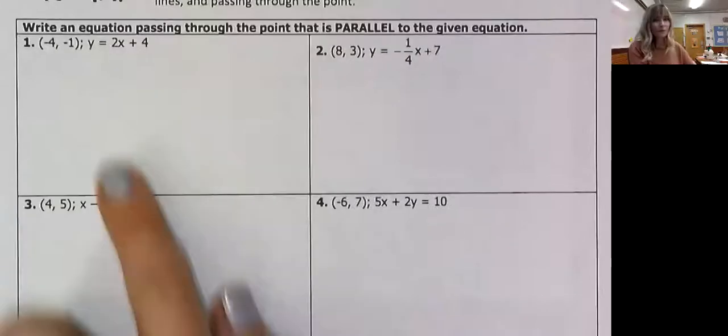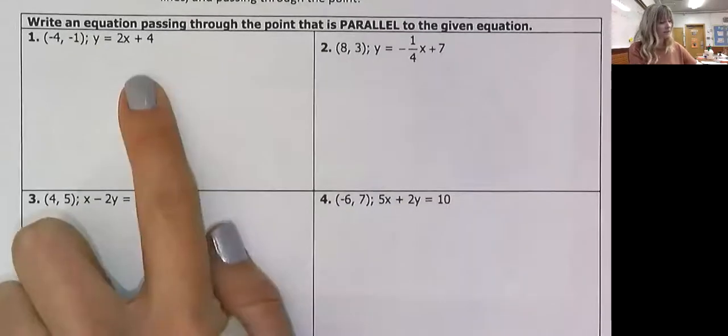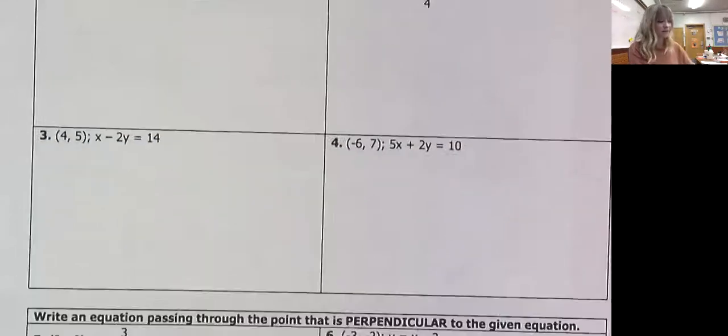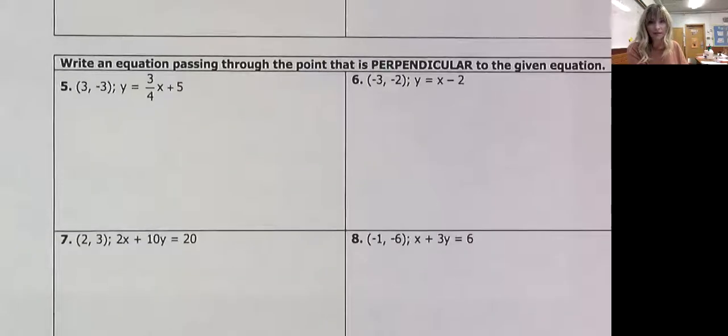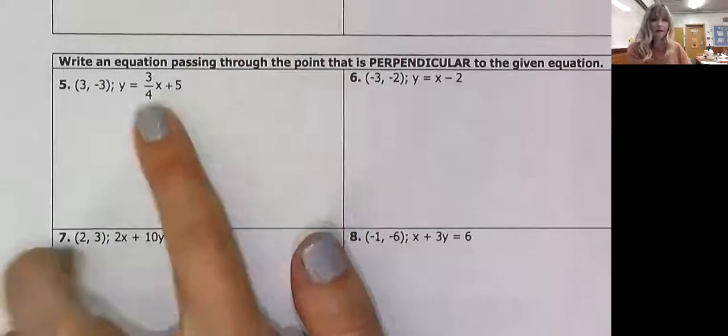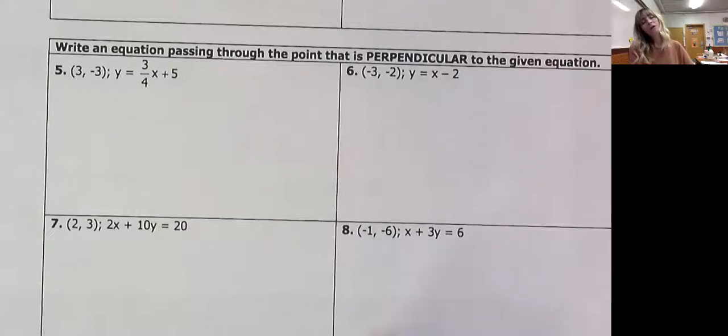So 1 through 4 are all parallel. You need to be parallel to this line and pass through that point. Sometimes you've got to solve for y so that you know what slope you're using. And then the last 4 are perpendicular. Write an equation that is perpendicular to the given line and passes through that point. I want you guys to try all 8 of these, and then you will check your answers with your key, and then you'll do some more practice.